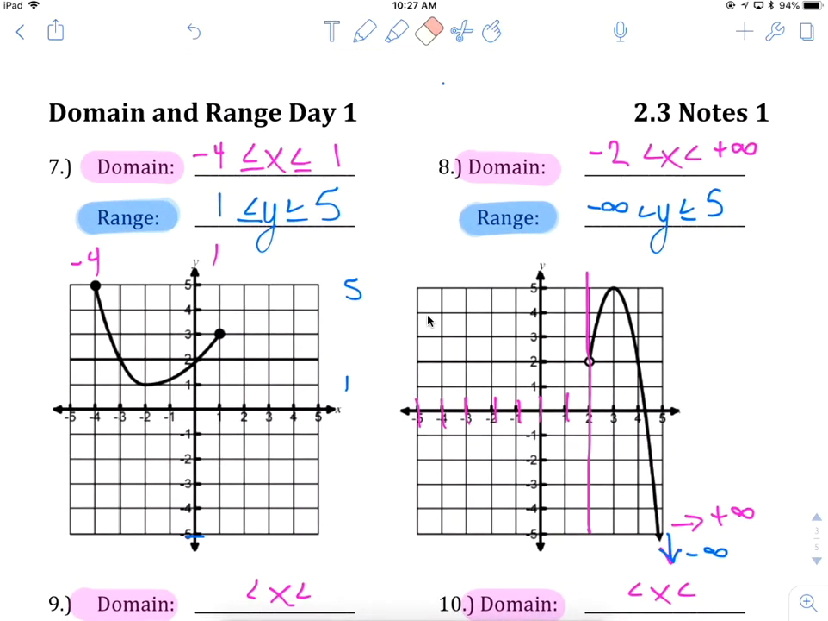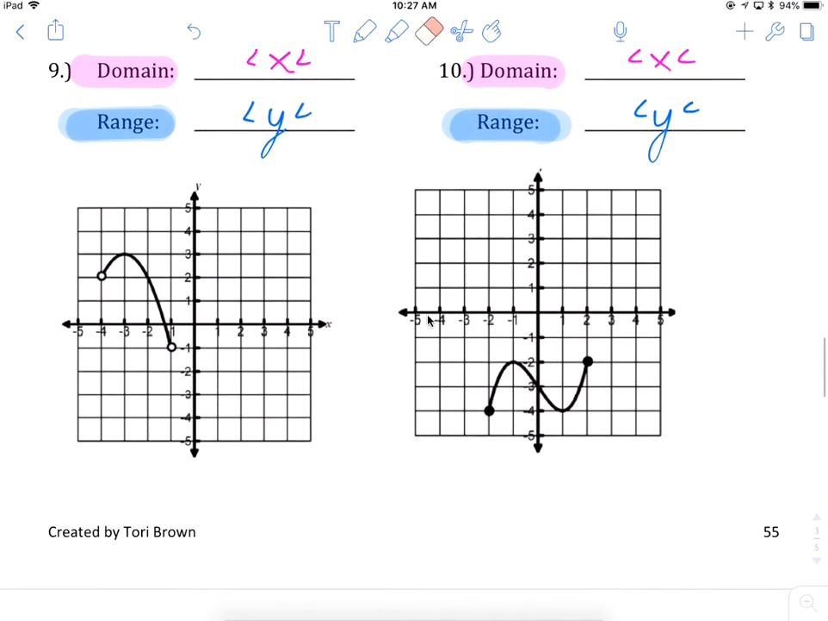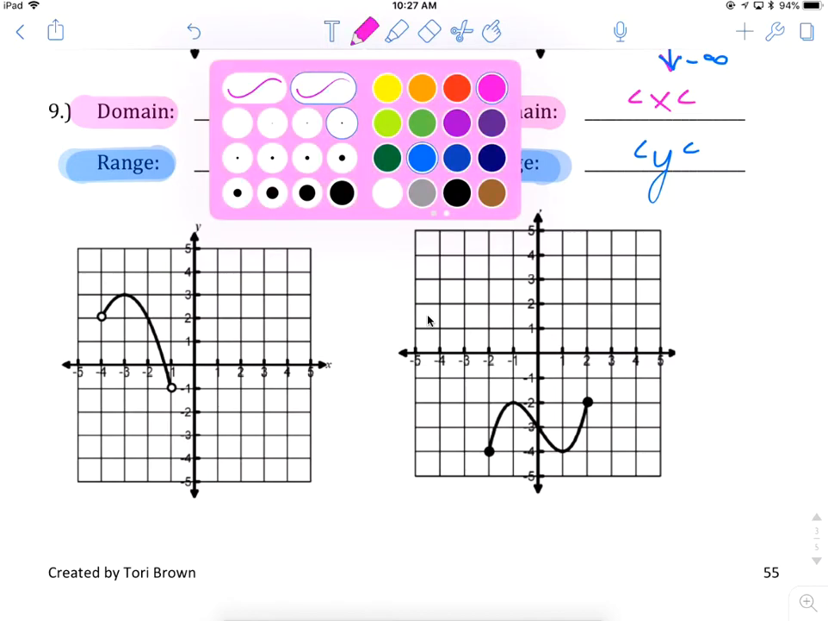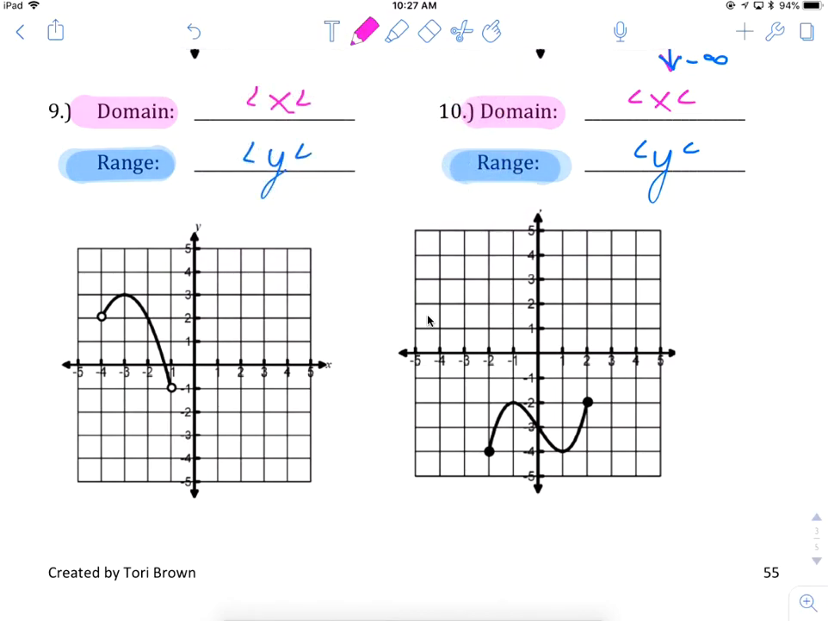We got 2 more. Please stick with me. Problems 9 and 10, neither of them have arrows, so there are no infinities on this problem. For the x's, if I say all my numbers on that curve stay between what left and right? Well, it stays between -4 and 1. So -4 is on the left, -1 is on the right. Both of them have open circles, so there are no or equal to's.